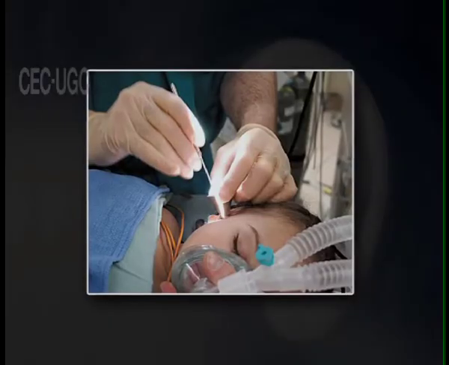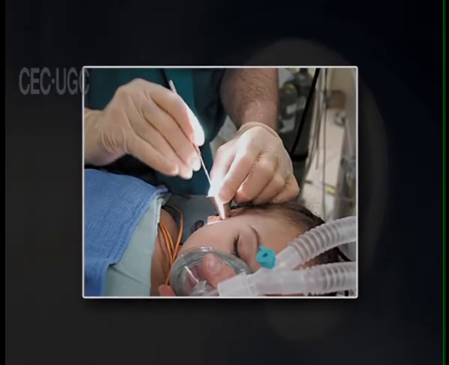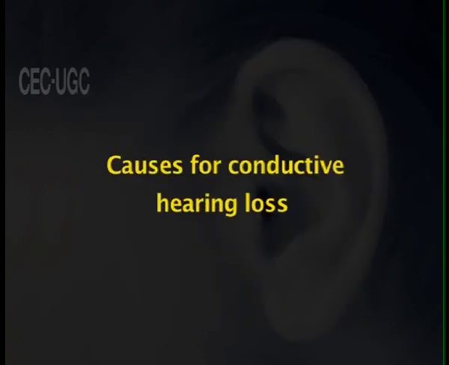The tiny bones can also become immobilized and lose their ability to vibrate. Conductive hearing loss can often be surgically or medically corrected.